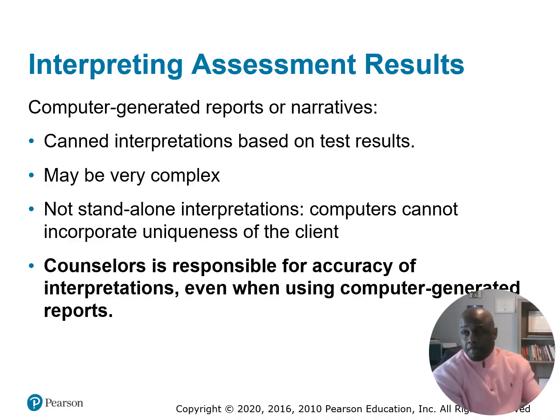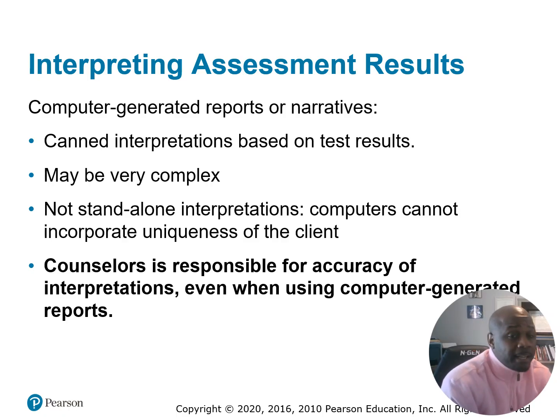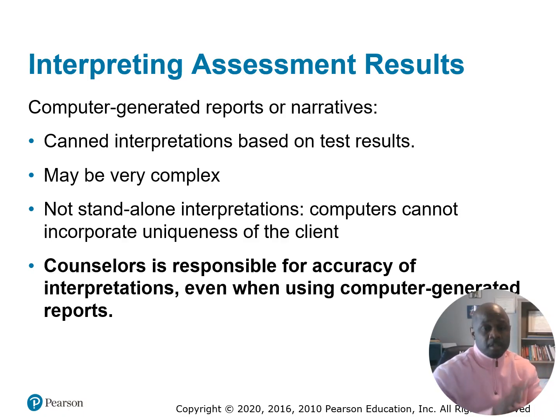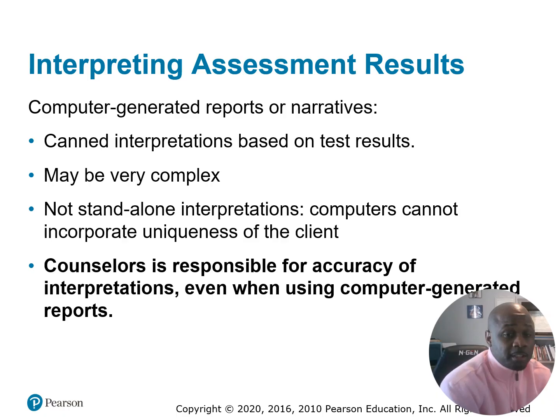Computer-generated reports and narratives, interpretations based on the test results, may be very complex. They can't be standalone interpretations. Computers cannot incorporate the uniqueness of the client, so they can't capture the variance or the test taker situations that can cause a variance in the test scores. Right? It's very important for the counselor to be able to interpret the accuracy and the variance of the scores of the test taker, the psychometric properties, or anything else that can impact the test scores.